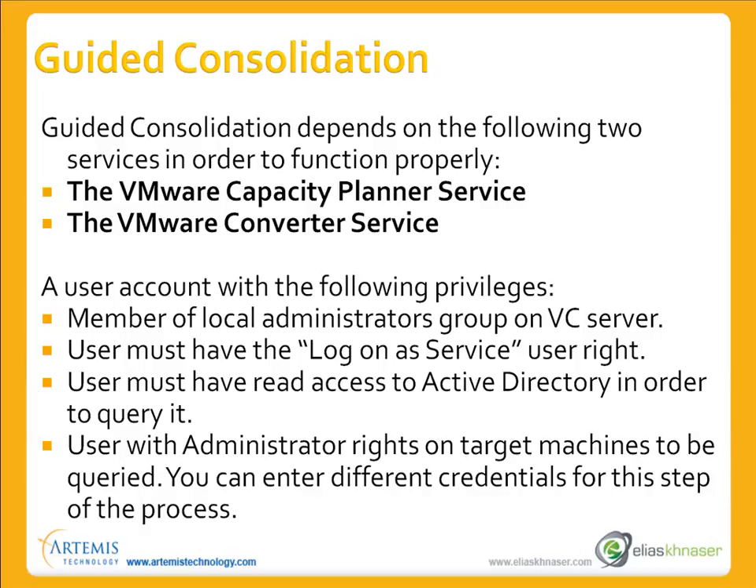Guided consolidation relies on two Windows services, the VMware Capacity Planner service and the VMware Converter service. Again, the VMware Capacity Planner is the service that you're going to use to analyze and query the other physical boxes on the network, and the VMware Converter service is the one that's actually going to be doing the converting from physical to virtual or from virtual to virtual.